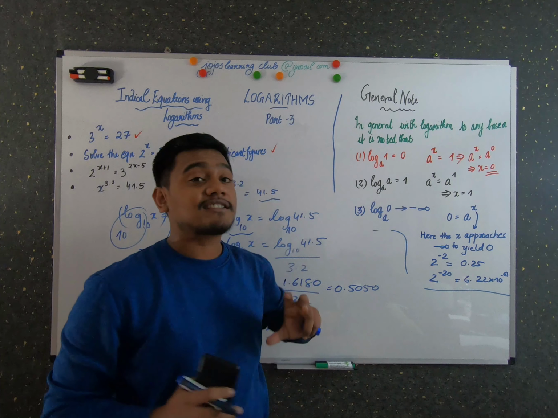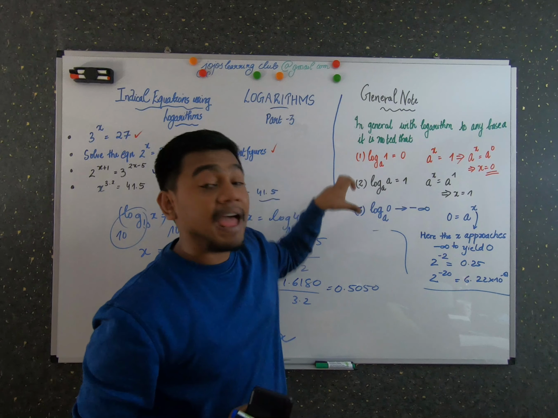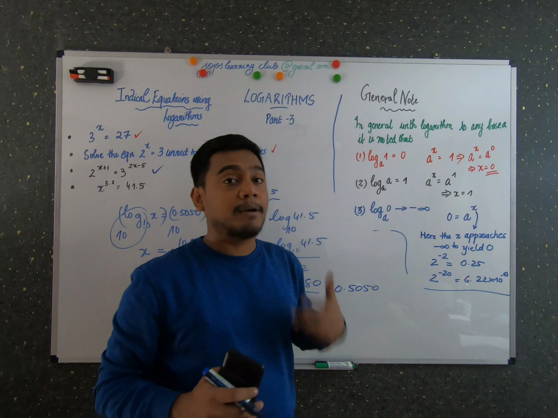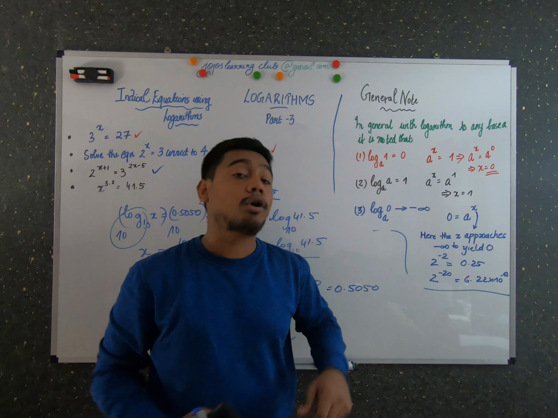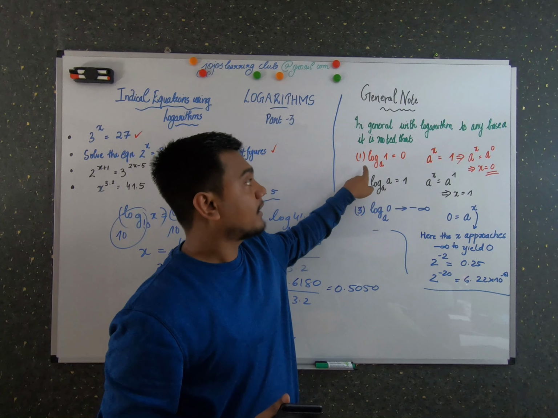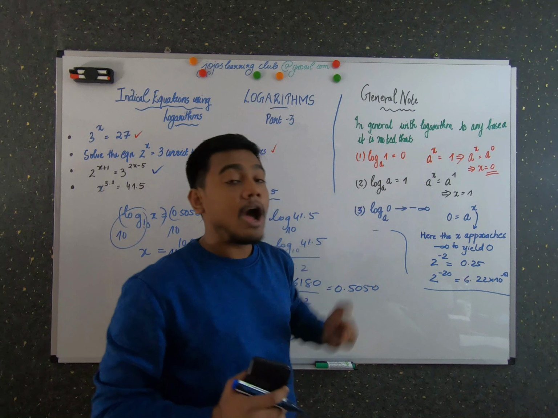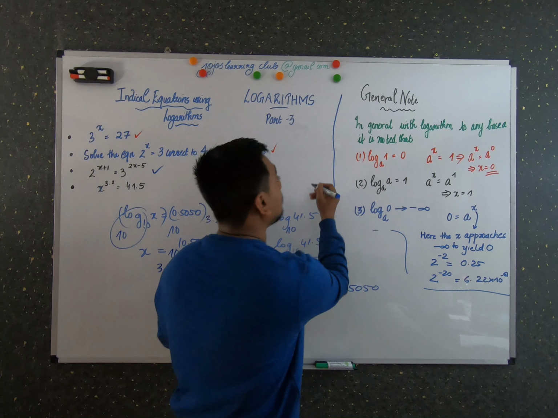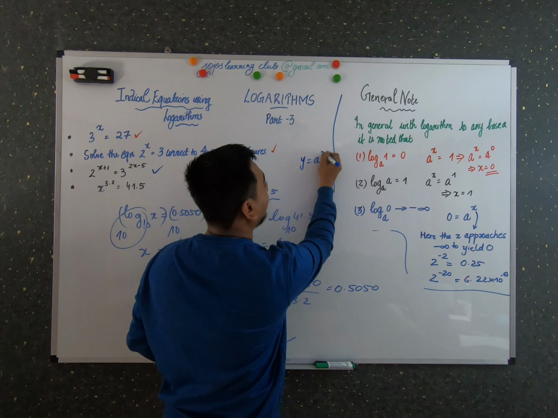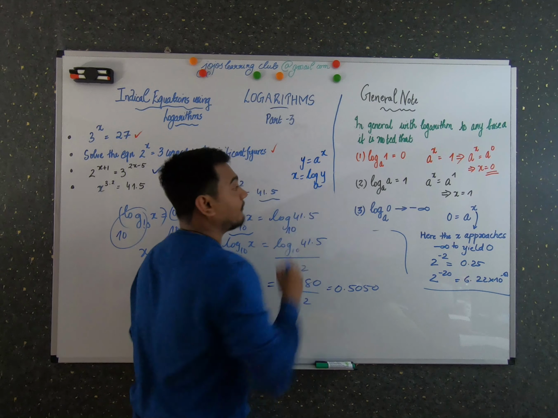And now let's discuss some general notes on logarithms. So these are applied to any base. For example, if you take the base of 10 or the base of e, these rules are the same. That is, log to any base of 1 is 0. How did we get that? What is the equation for logarithm? y is equal to a raised to x. So x is equal to log of y to the base of a.